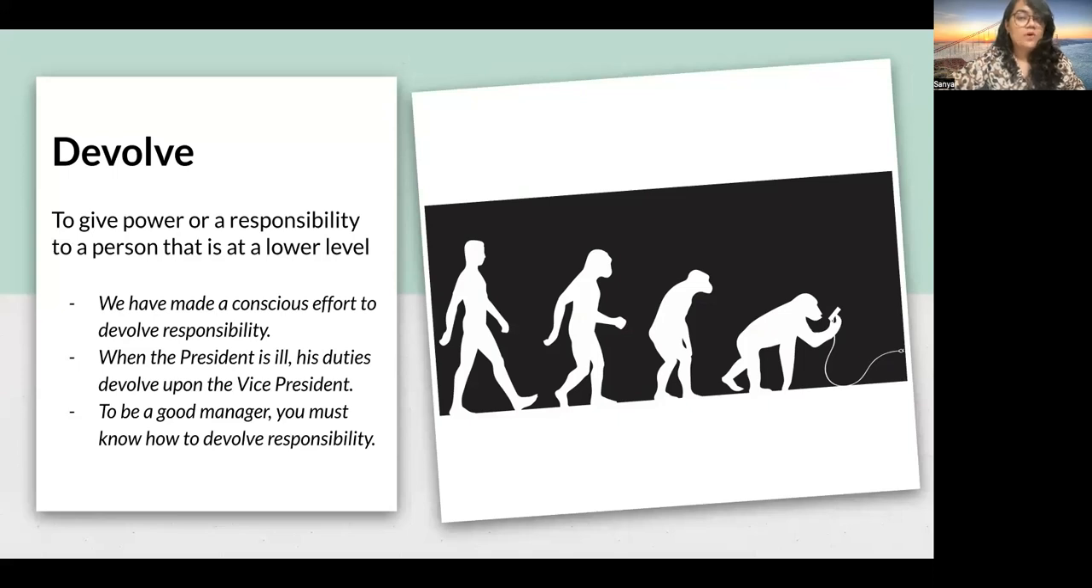Devolve. Devolve, you can assume to be the opposite of evolve. Evolve means you are going towards higher levels. Devolve means you're going towards the lower level. And once you've reached the lower level, what are you doing? You're giving the responsibility to people at lower level, right? So to give responsibility or power to a person that is at a lower level, right? When the president is ill, his duties devolve upon the vice president. That means his duties are given to the vice president who is at a level lower than the president, right?